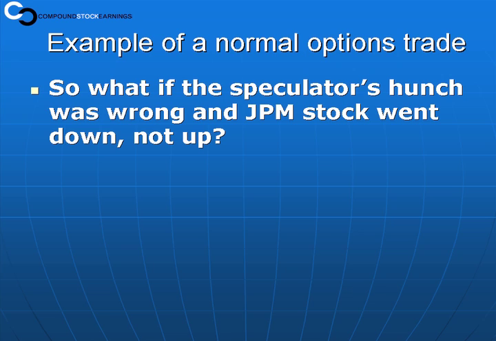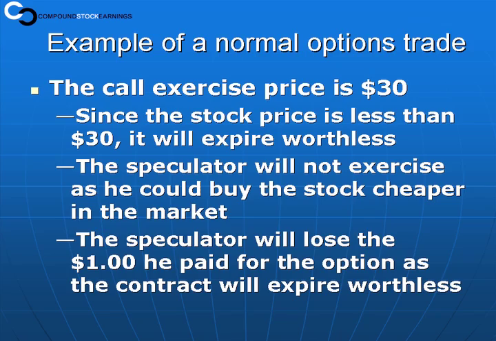But what happens if the stock price goes down rather than up? Remember, the speculator bought the option contract and they were anticipating the stock to go up. So what happens if it goes down? The exercise price of that call was $30 per share. If the stock price is less than $30 on the day of expiration, third Friday of September 2008 in this example, the speculator will not exercise that contract as they can buy the stock cheaper in the market.